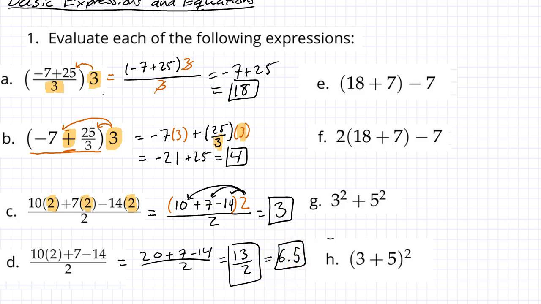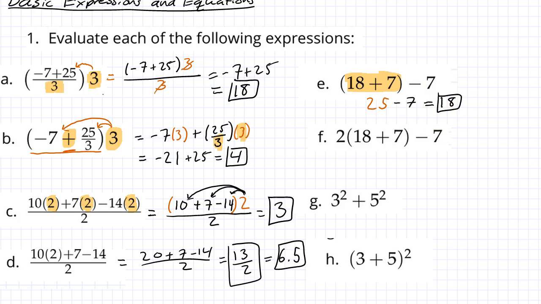So for part E here, the straightforward way to do it is just to do it in the order that's indicated, which is to do the 18 plus the 7 first, which is 25, and then do that, minus 7, and 25 minus 7 is 18. So there's that way to do it.